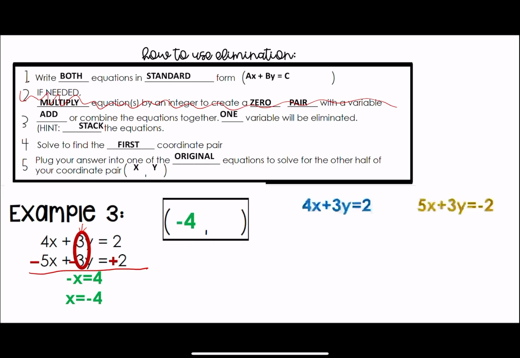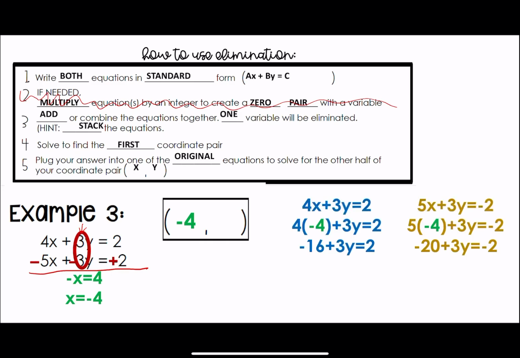We're going to take that coordinate pair, drop it into one of the two equations, pick the one that you like the best, drop it in for your x, because that's what it told us it was. Simplify, move your constant, divide by your coefficient. You've got your y variable. And you've got your solution for the entire intersection.